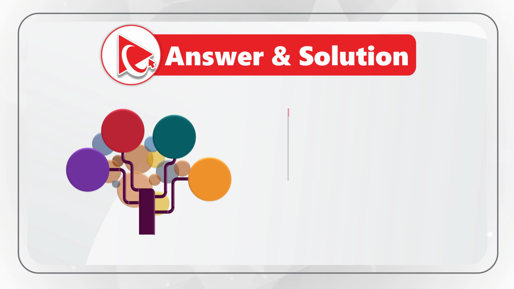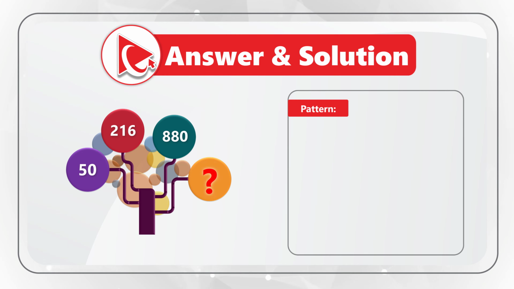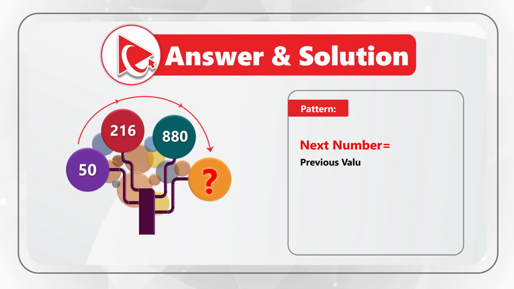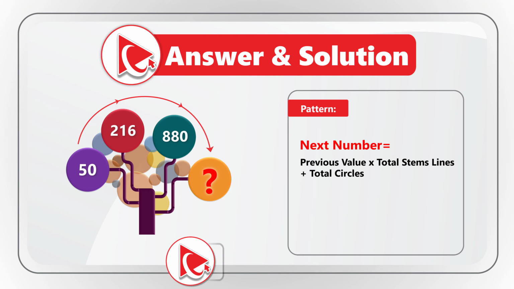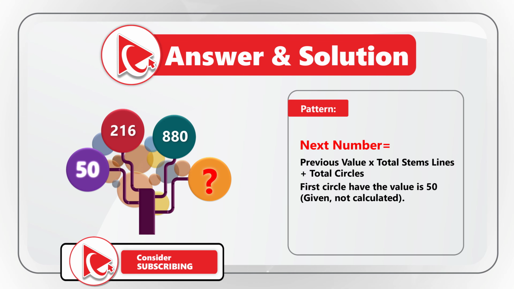The pattern here is rather simple, but it takes a little bit of time to detect it. If we start from the left, from the smallest number, and go clockwise, the next number is calculated as the previous value multiplied by the total number of lines plus the total number of circles. Let's look at the example. The first number is 50 in the purple circle, and it's given, not calculated.